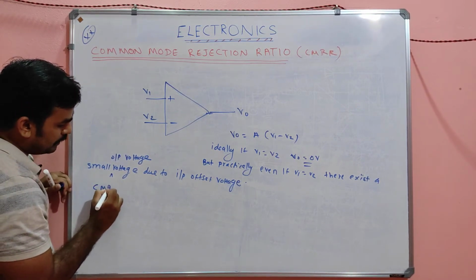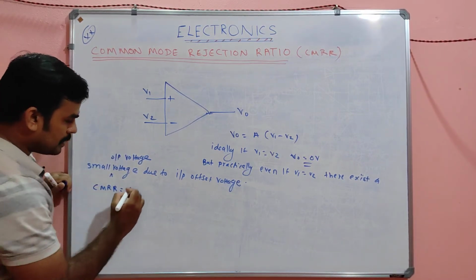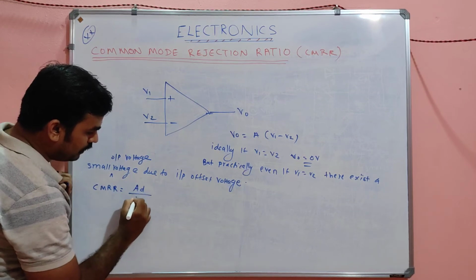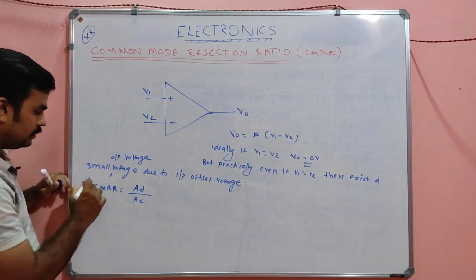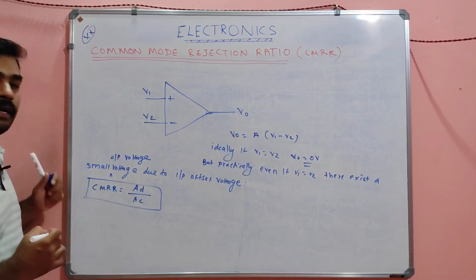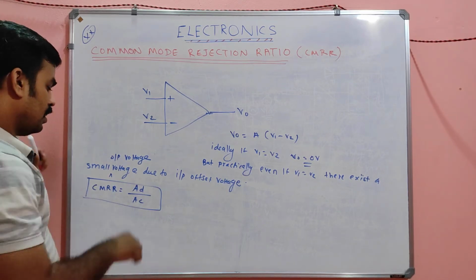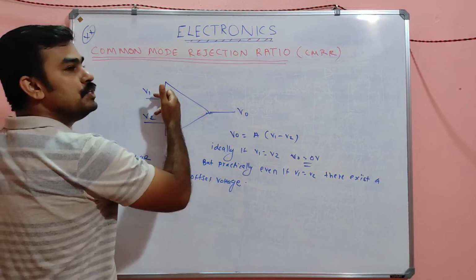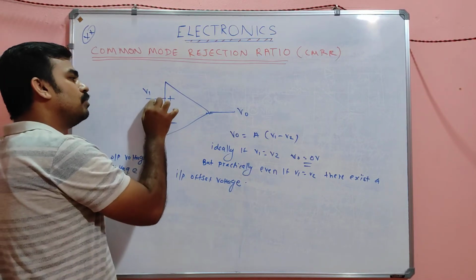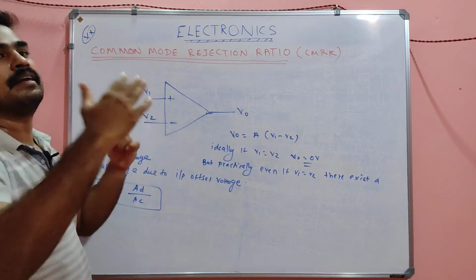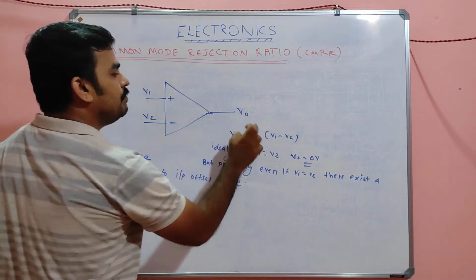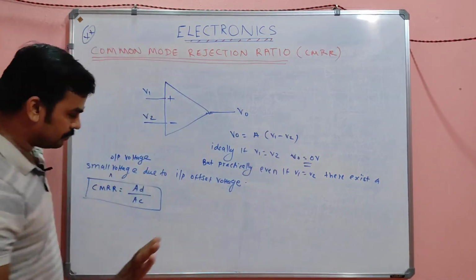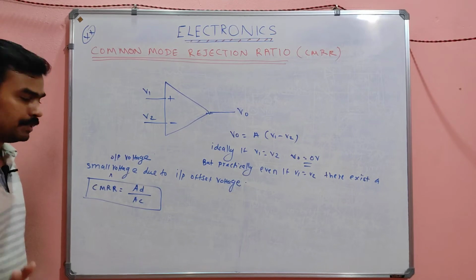So CMRR is nothing but, my dear, differential mode gain divided by common mode gain. That means what will be the gain of an op-amp whenever it is in differential mode voltage? Differential mode voltage is nothing but V1 and V2 are different. Then what will be the V0? Simply A into V1 minus V2.